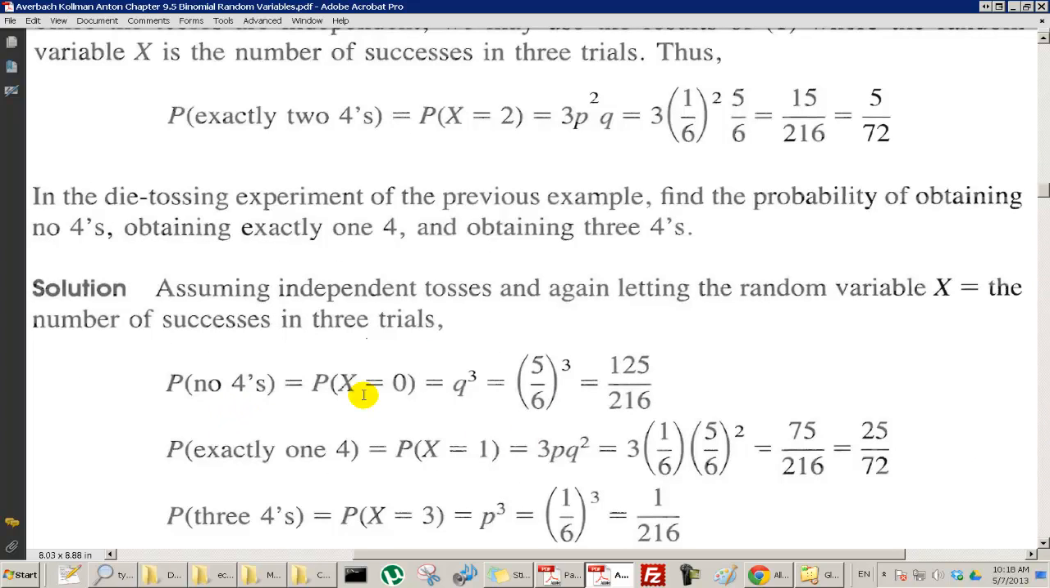So probably this one is q cubed. X equals 0 means no 4s. The probability of getting no 4s when you toss a die 3 times is this. The probability of getting just 1 4 when you toss a die 3 times is 3p q squared. It's this, 1/6 times 5/6 squared. It's this number. And the probability of getting 3 4s is just p cubed, which is 1/6 cubed, which is this number.